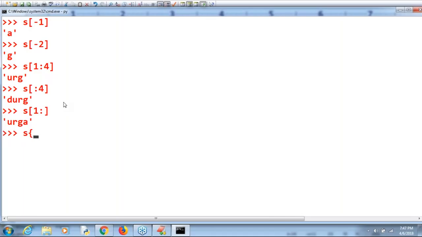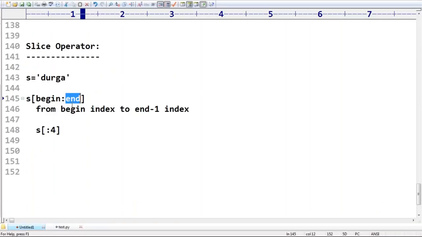Suppose I take only colon, that's all. You didn't specify begin, and you didn't specify end either, so what are you going to get now? The default value for begin is 0, and the default value for end is nothing but the end. The answer: begin to end, the complete thing by default we are going to get. Clear? Any explanation required? Full string by default we are going to get, sir.